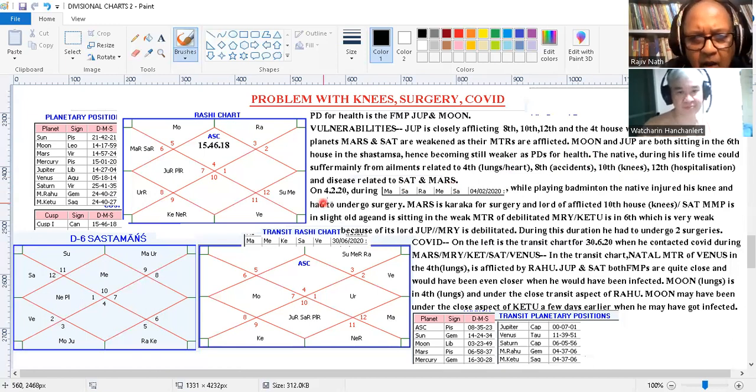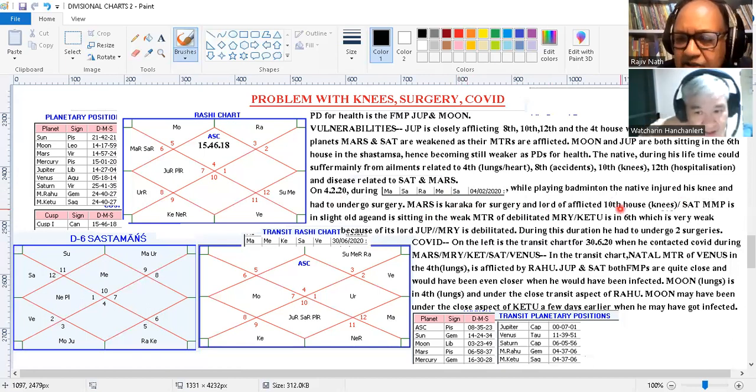On 4/2/2020, during Mars, Saturn, Rahu, Mercury, and Saturn, while playing badminton, the native injured his knee and had to undergo surgery. Mars is the Karaka for surgery. Karaka means significator. Mars is the significator for surgery and lord of the afflicted 10th house, knees.